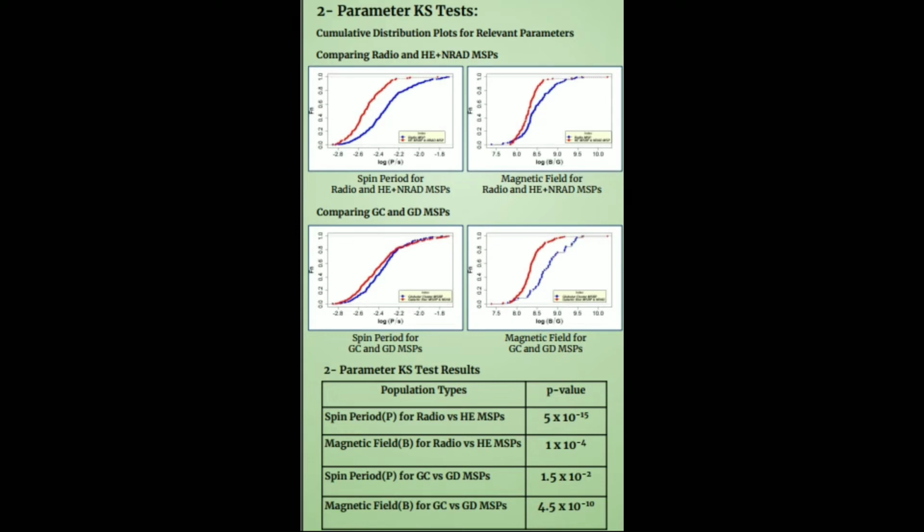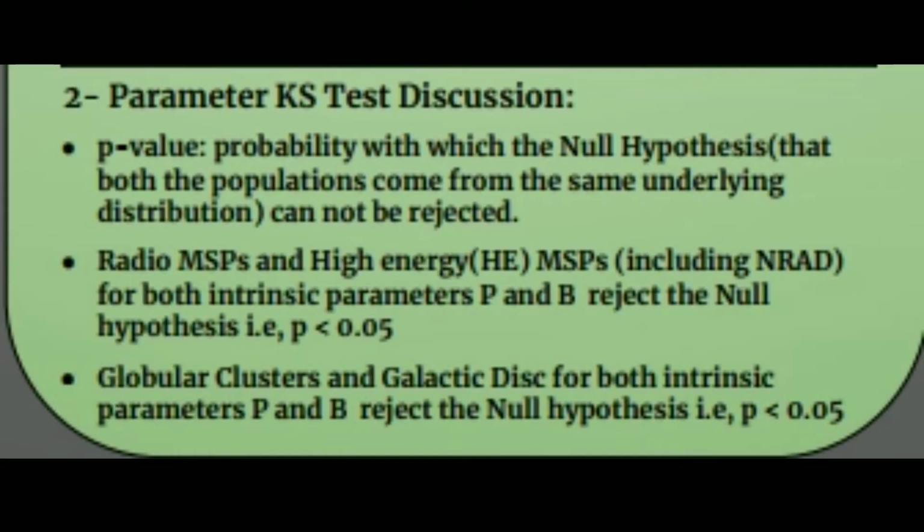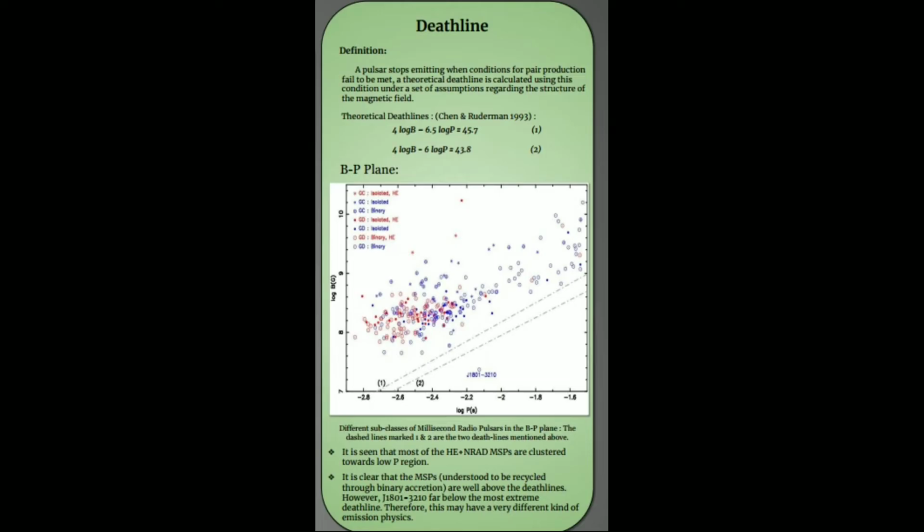The p-value is the probabilistic measure for accepting the null hypothesis. If it happens to be less than the significance level of 0.05, then the null hypothesis is rejected. These are the cumulative distribution plots comparing various subpopulations. For both spin period and magnetic field, we see that the radio and high energy MSPs are very different. The same is true for the globular cluster and the galactic disk subpopulations.